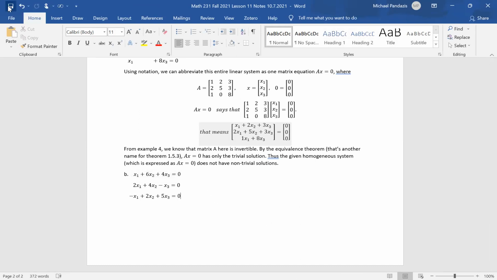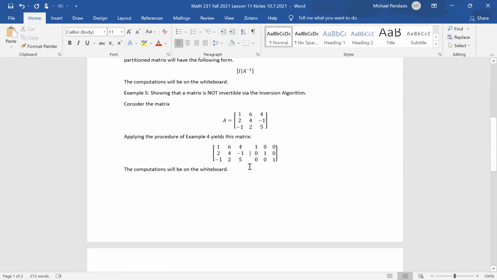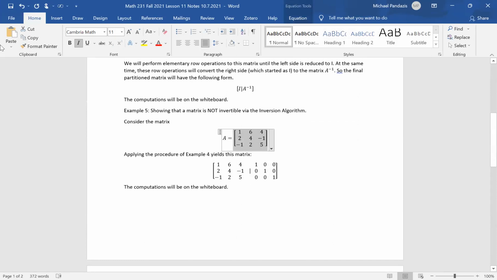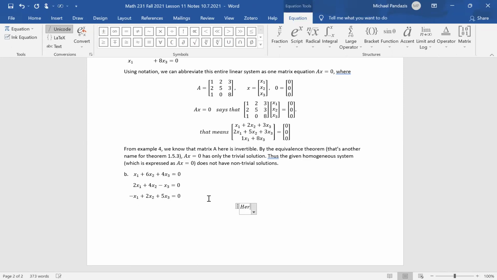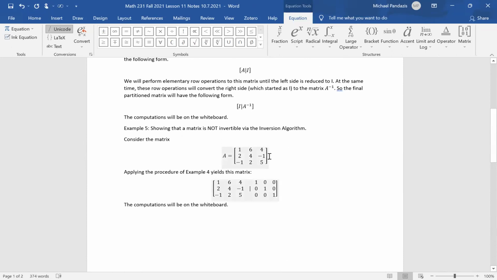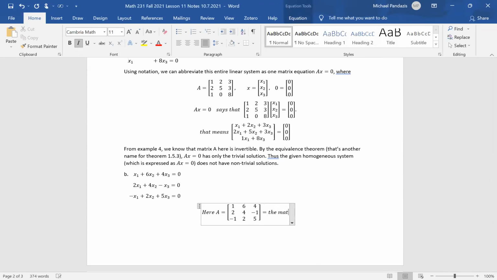Okay, so you have this linear system, and so now you just look at the coefficient matrix of that. So looking at that, it's this matrix: 1, 6, 4, 2, 4, negative 1, negative 1, 2, 5. So the coefficient matrix of this system, capital A, is equal to this matrix right here from example 5.